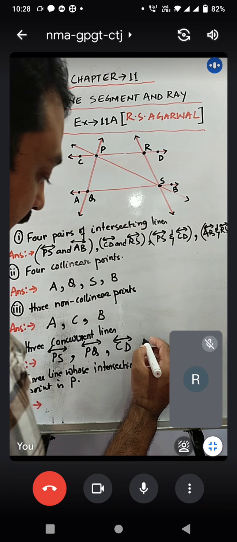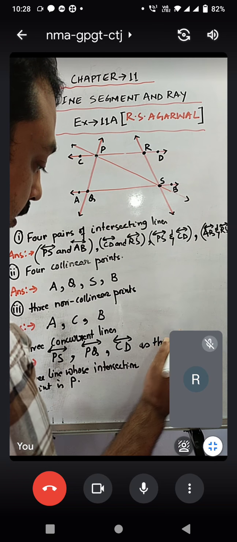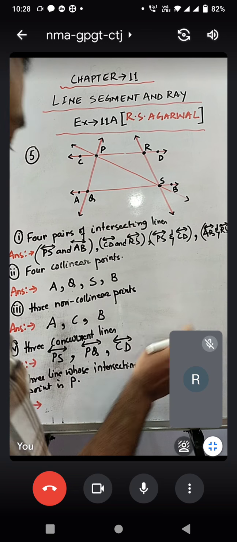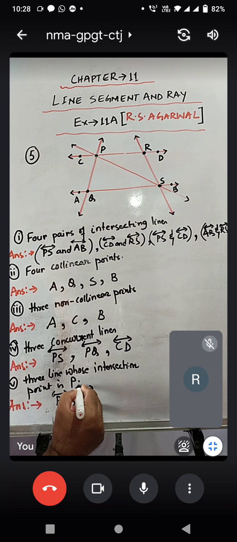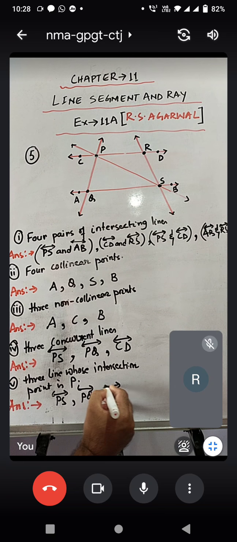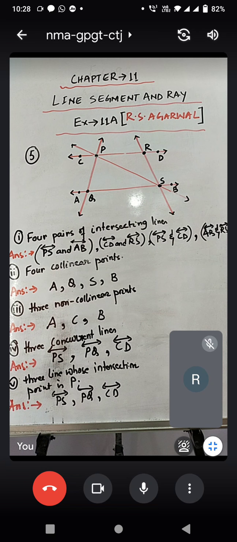Now, 3 lines whose intersection point is P. The same answer we'll write: PS, PQ and CD. So this is the solution of question number 5. That's it for today's session. Thank you so much. God bless you and take care.